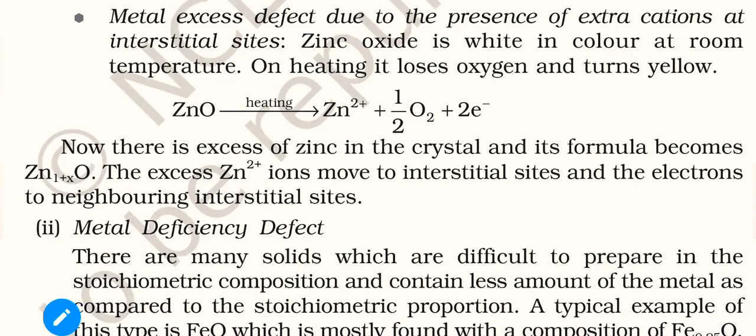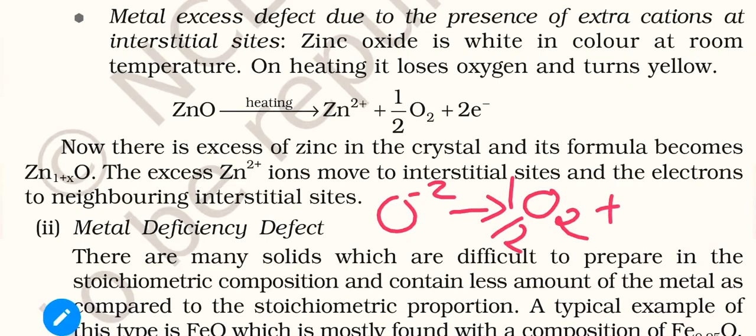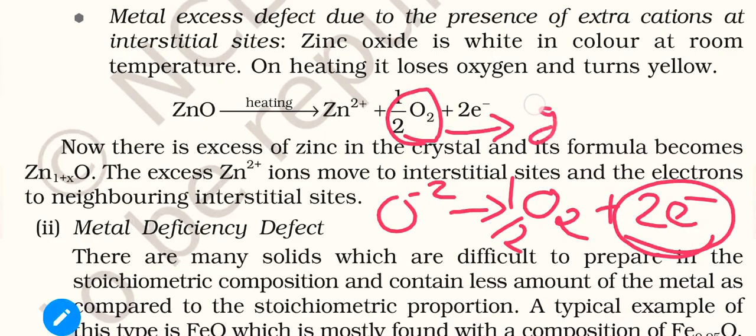Suppose we have zinc oxide. When we heat zinc oxide, a simple reaction takes place. First of all, Zn plus 2 and O minus 2 separate out. Then O minus 2 will convert into O2 molecules and they will release electrons. Now the released electrons will occupy the locations of the negative ions removed from it. Because oxygen is in a gaseous state, it will escape from the crystal lattice, so they will create empty spaces or voids.